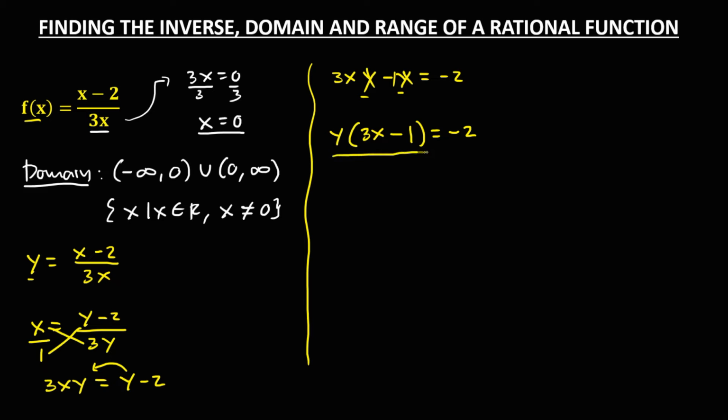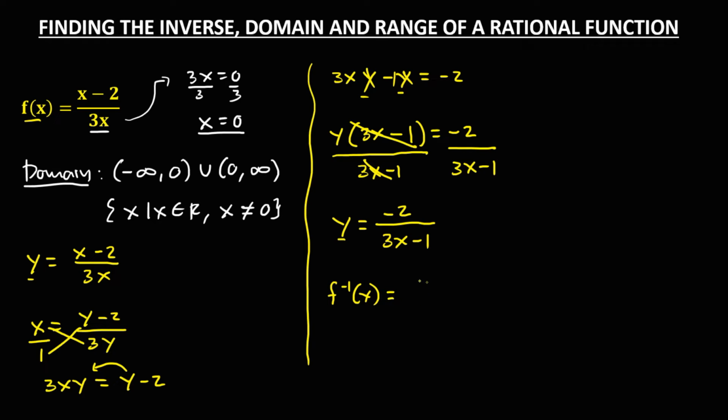And to solve for y, divide both sides by 3x minus 1. So cancel. Therefore y is equal to negative 2 over (3x minus 1). Then we need to replace this y with the inverse of f of x equals negative 2 over (3x minus 1). So this is now the inverse of the given rational function.